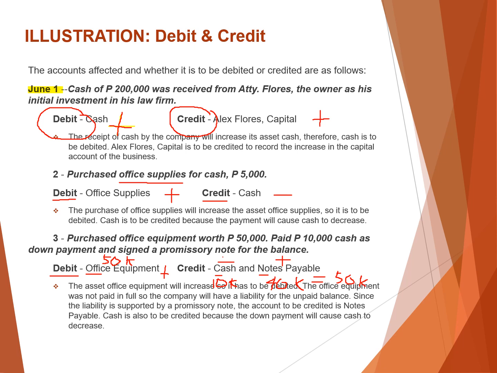Okay, so that is the total of credit. And then the amount of debit is also 50,000. So, balance. So, that's how it is. Every time you prepare an entry, however much the debit is and however much the credit is, when you total them, they should balance.